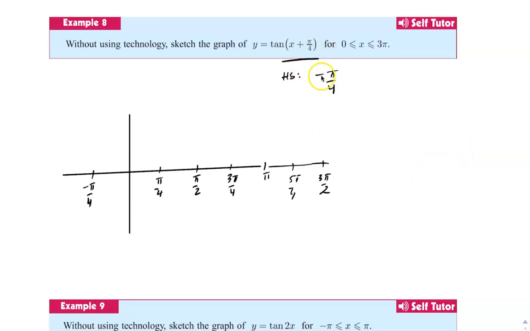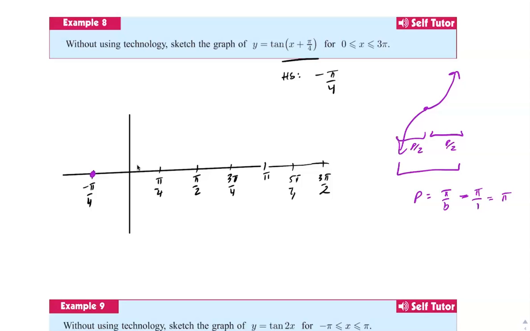Now remember the way this works: since I started at negative pi over 4, that's where my graph would start. Don't forget tan looks like this. But from there to there is my period. Remember, the period for a tan function is pi over b. We actually don't have a b in this case, so it's pi over 1, or just pi. So if I start at negative pi over 4, I've got to go pi in total, half pi each direction.